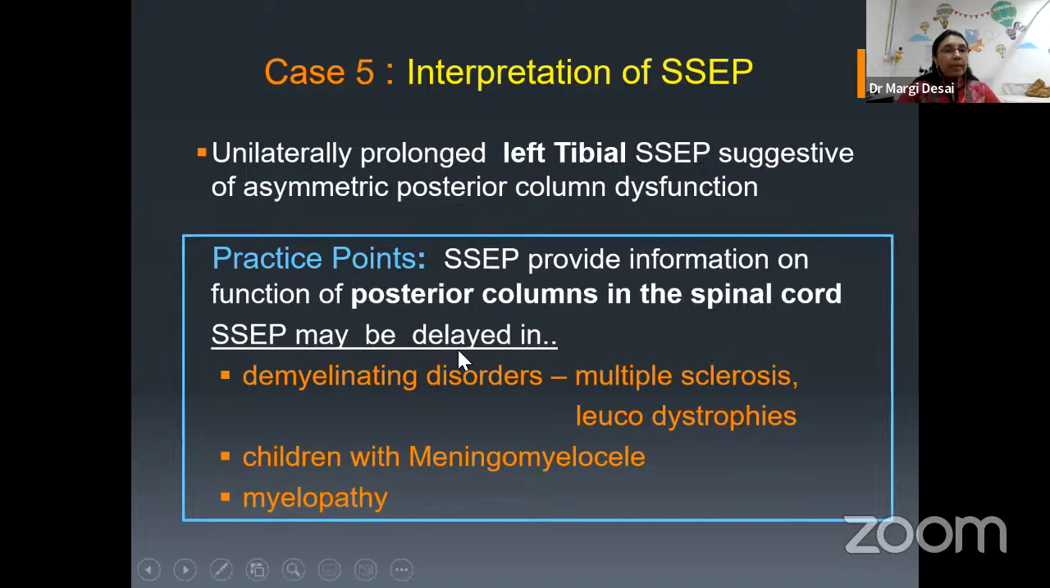SSEPs can also be delayed in demyelinating disorders. Why is that? Because demyelinating disorders affect the tracts of the spinal cord. So if a child has multiple sclerosis or an inherited leukodystrophy, then SSEPs can be prolonged. SSEPs can be delayed in children with meningomyelocele and in those with myelopathies. So this is the role of doing SSEPs in children.